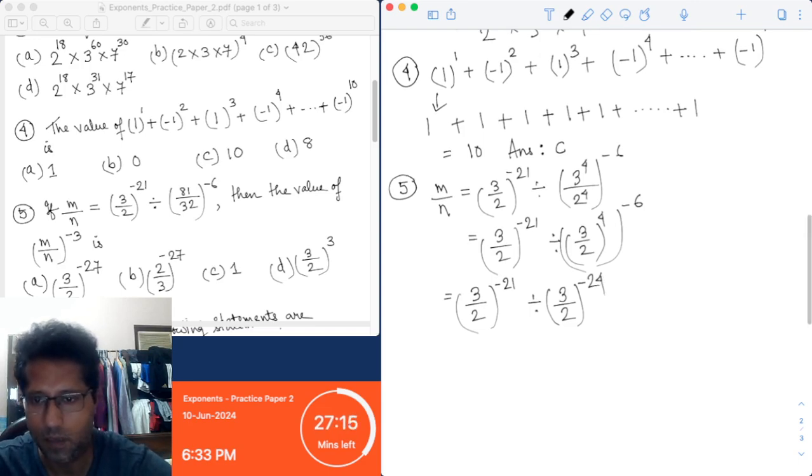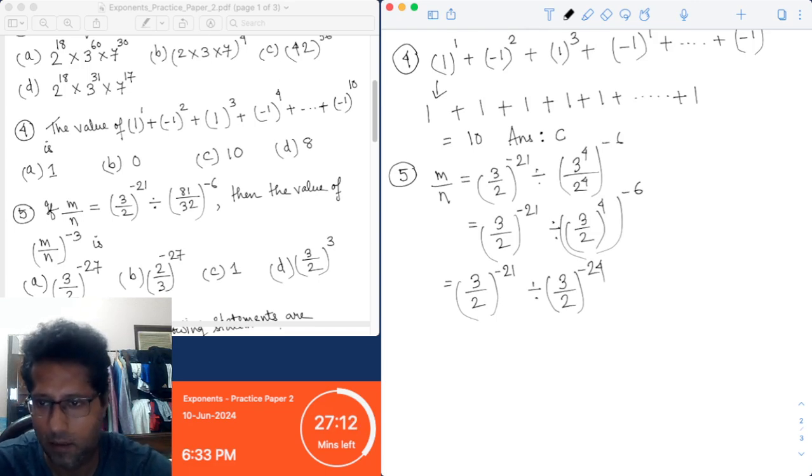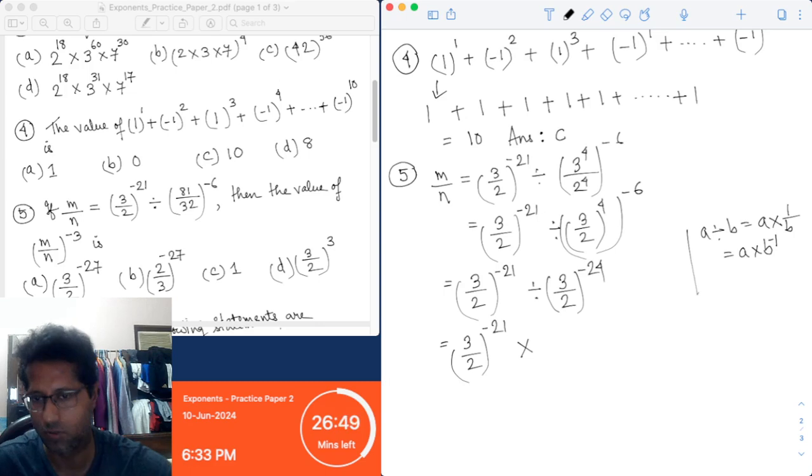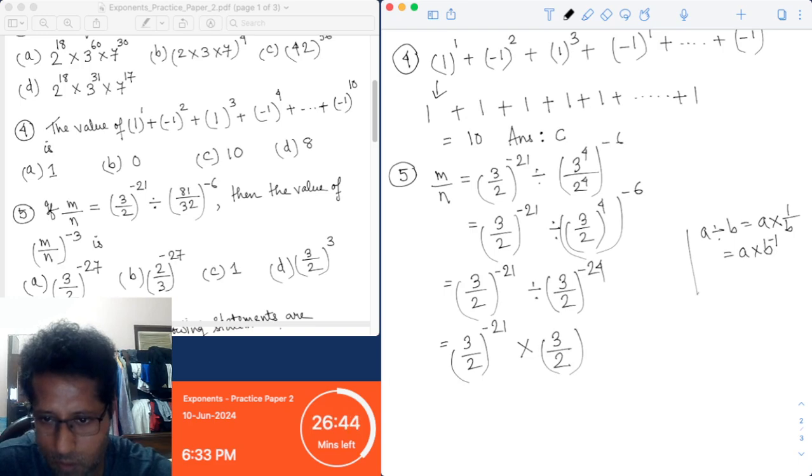Okay, now we know that a divided by b equals a multiplied by the reciprocal of b, that is 1 by b, or we write 1 by b as b to the power minus 1. So similarly, if we apply this concept here, we have (3/2) to the power minus 21, multiplied by the reciprocal of (3/2) to the power minus 24, which is nothing but (3/2) to the power minus 24 and again to the power minus 1 for the reciprocal.